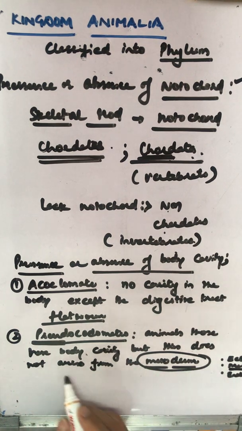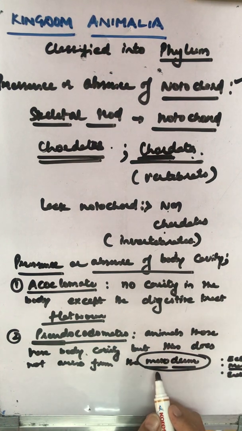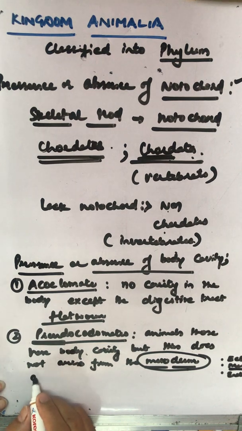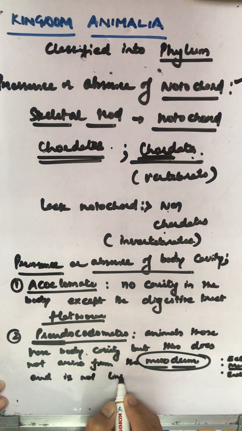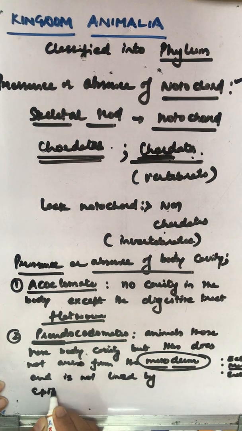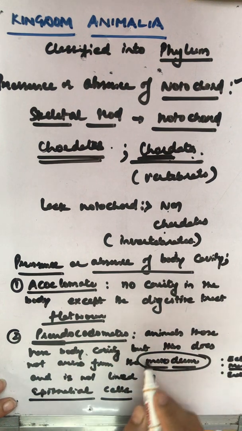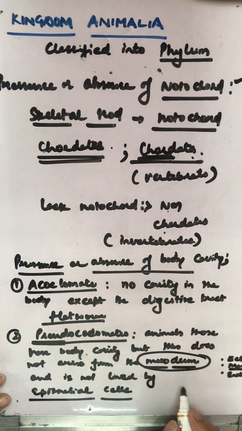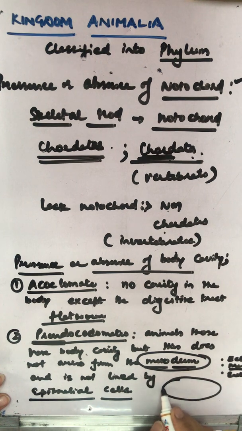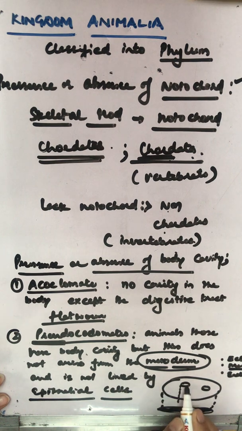So if the body cavity does not arise from the mesoderm, or the middle layer, we call it false, and it is not lined by epithelial cells. Not lined by epithelial cells means it is not a well-defined body cavity. It may start from the upper end and not be complete at the lower end. Here it is blind, but there may be a body cavity on the top which may go down and stop somewhere, not reaching the lower end.